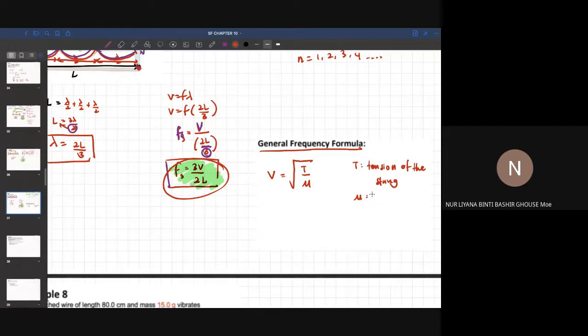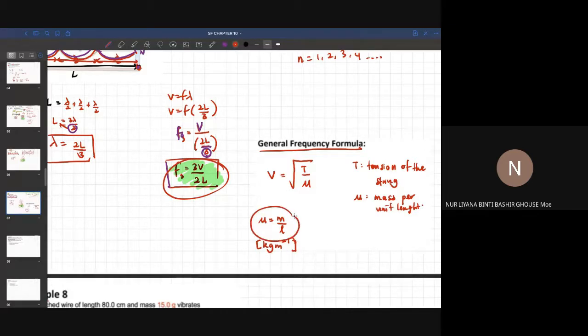Definition of mu is actually mass per unit length. Maksudnya untuk cari mu, kita akan ambil mass bahagi dengan L. So apakah unit untuk mu? Mass kita adalah kg, length kita sepatutnya in meter. So kg m negative 1. So this is mu.